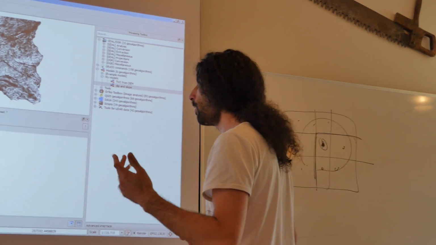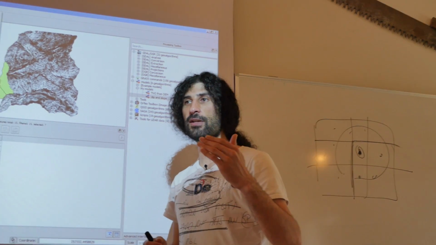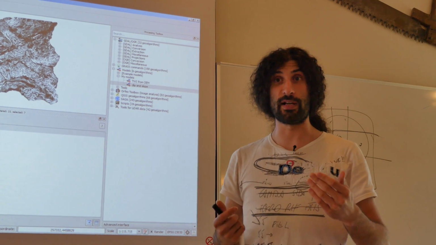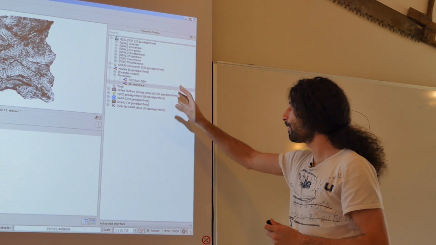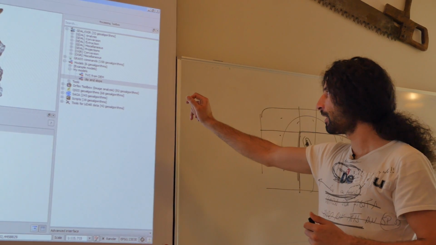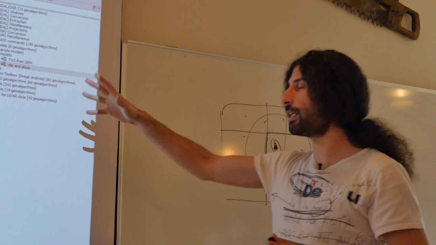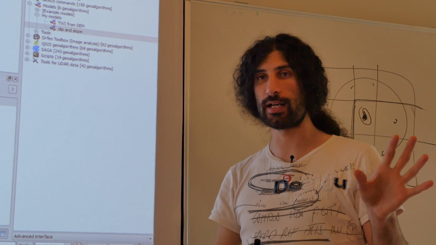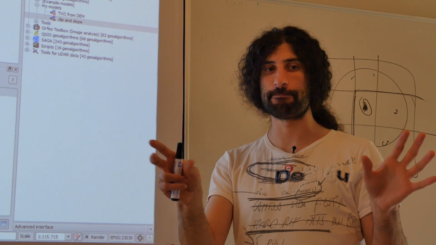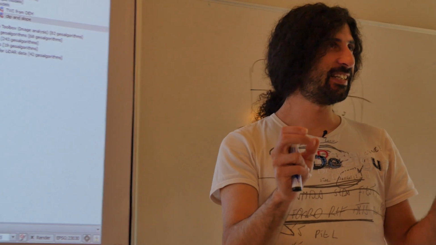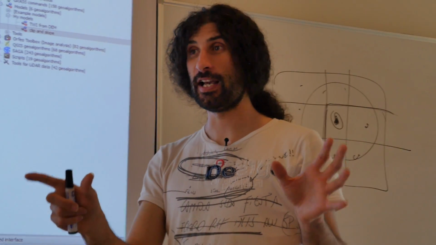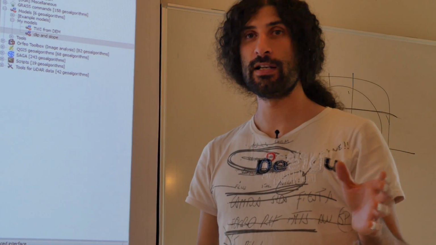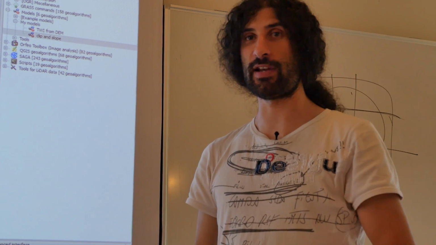So if you want to execute an algorithm in the batch processing mode, instead of for one layer, you want to do it for 100 layers, or not necessarily. You can do the same algorithm for one layer, but with different input values. Imagine, for instance, the algorithm that computes the watersheds from the DEM. It takes the DEM, right? And the threshold, right?